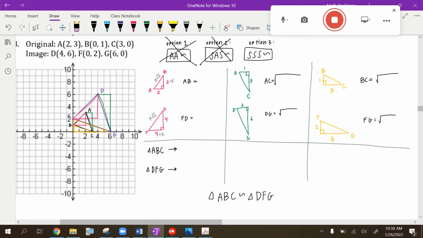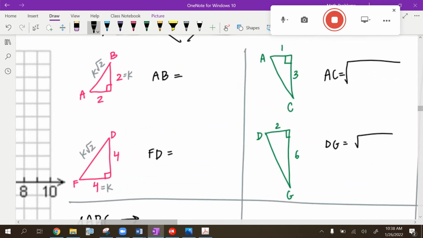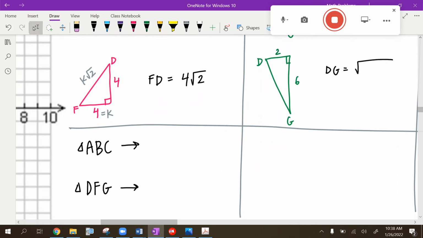I'm going to put triangle ABC in the numerator, DFG in the denominator. First, I'm going to start with AB and FD. I drew my little pink triangles in here, as you can see, and then I redrew them so that I can work with them over here. To find the length of AB, I see that the horizontal side is 2 and the vertical side is also 2. That's helpful. It's a 45, 45, 90. So I know AB is going to be 2 square root of 2. Similarly, FD is going to be 4 square root of 2, since it's also a 45, 45, 90.